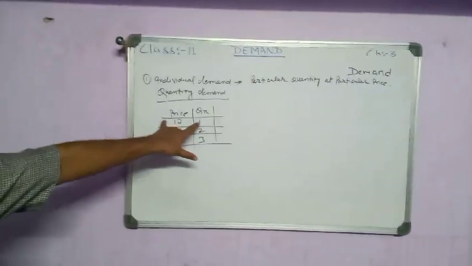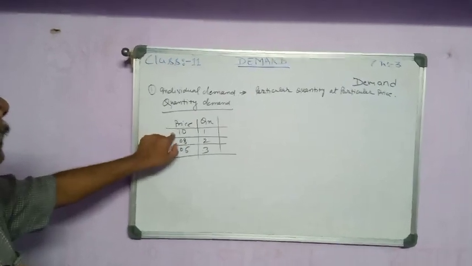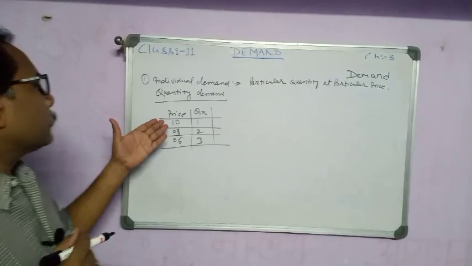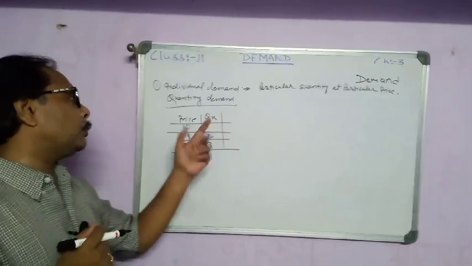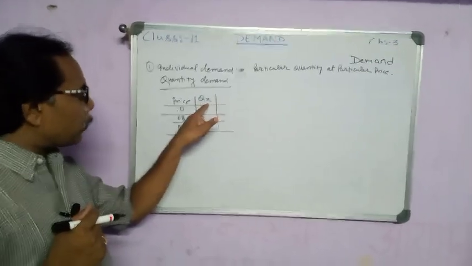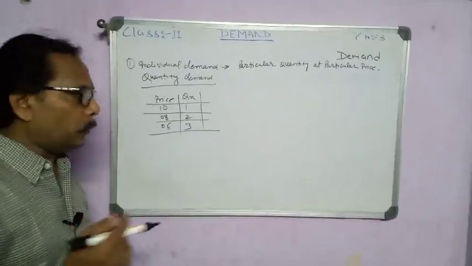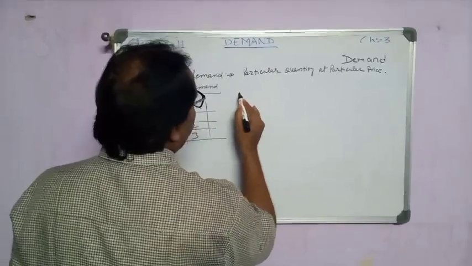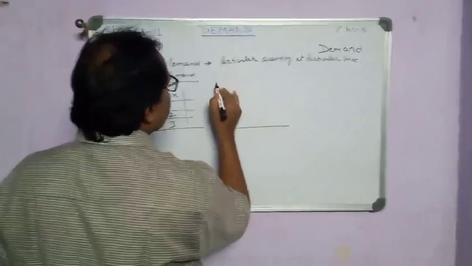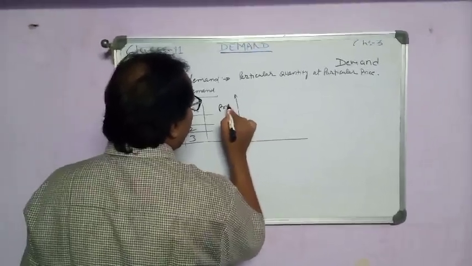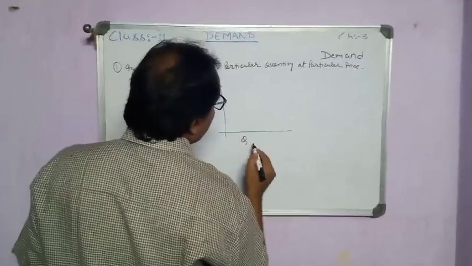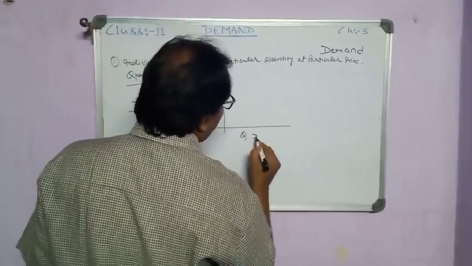So it indicates that at a particular price, a consumer is willing to buy a particular quantity. Let the price be rupees 10, he is ready to buy only 1 unit, and when the price is rupees 5, for the same commodity, he is ready to buy 3 units. So it can also be explained with the help of a diagram. On the y-axis, we are taking price, and on the x-axis, we are going to take quantity demanded.